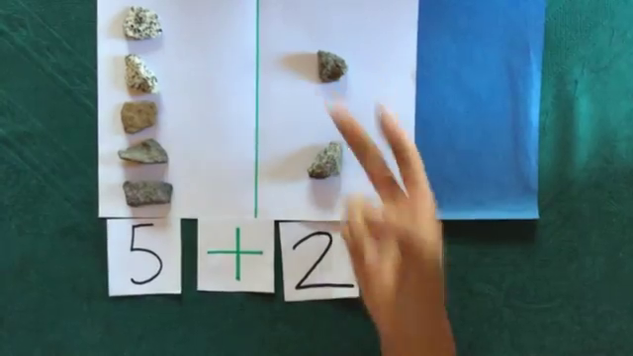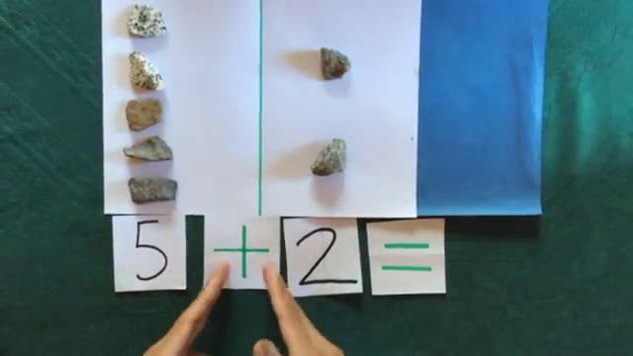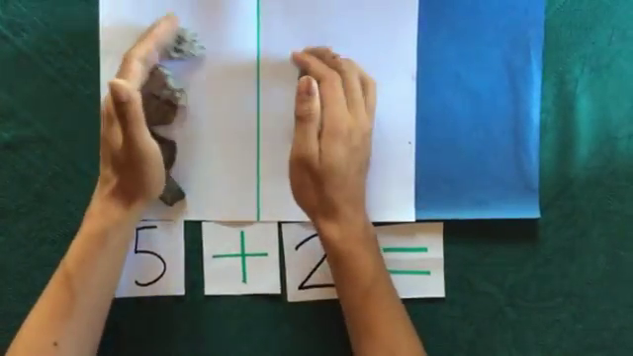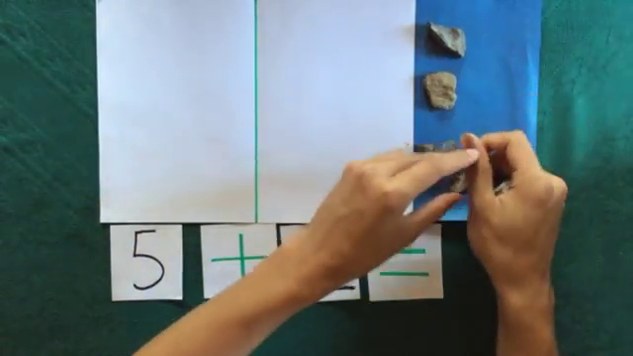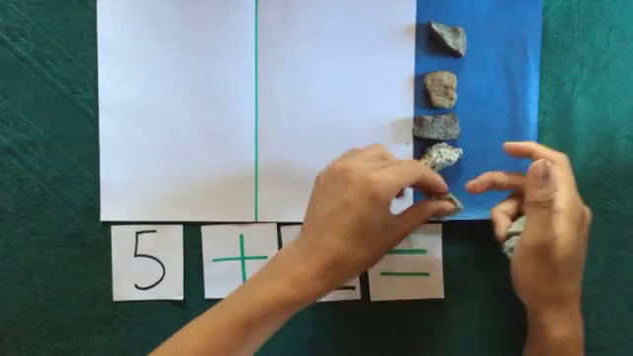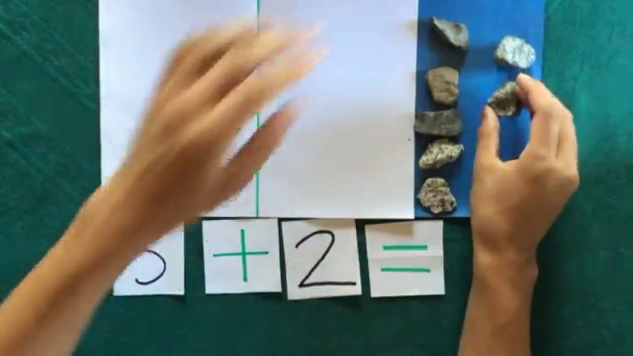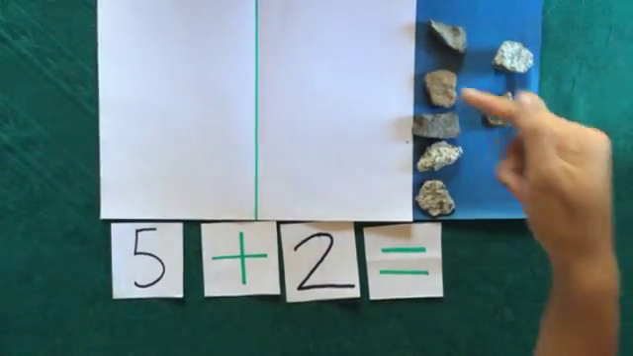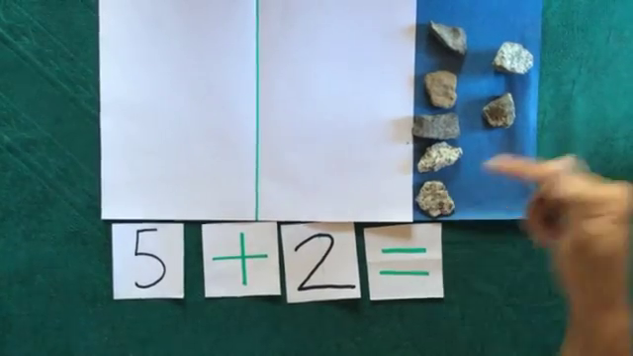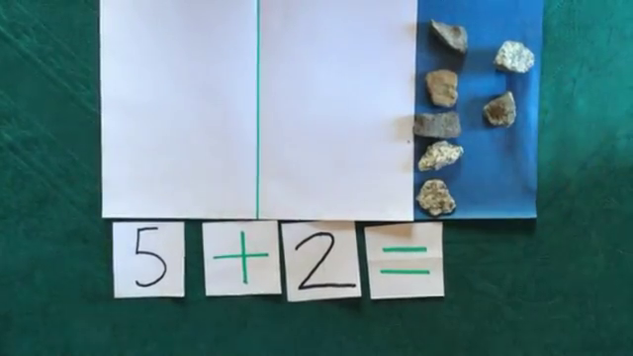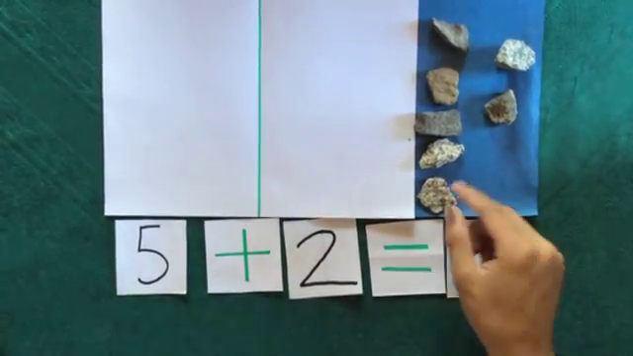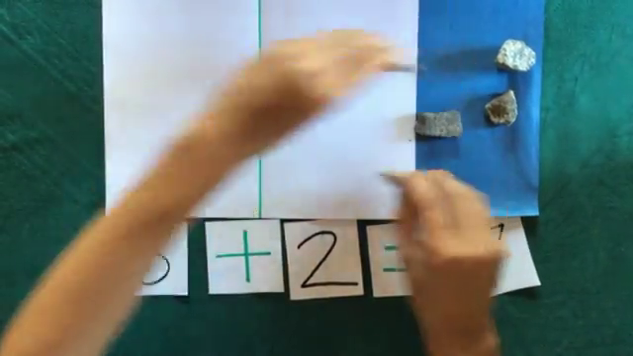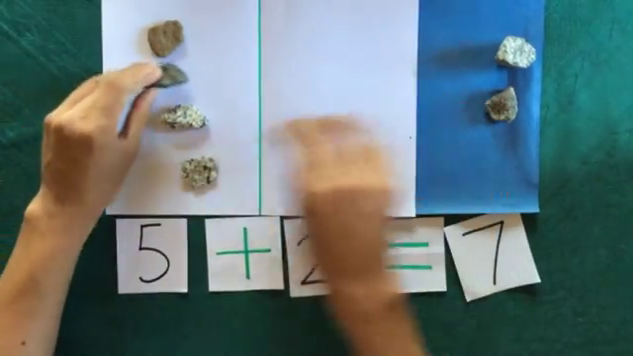Alright. And now the plus sign means put them together. So now we take them all together. We put them in our magical blue box that will give us our sum. 1, 2, 3, 4, 5, 6, 7. Alright, so we got 7 again. Awesome. Okay, let's take it back and we'll do it again.